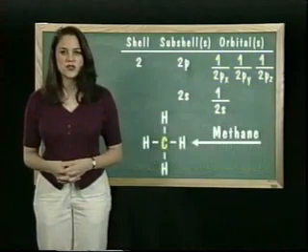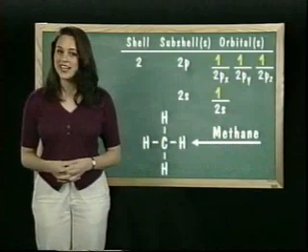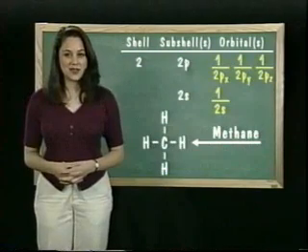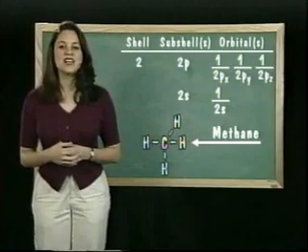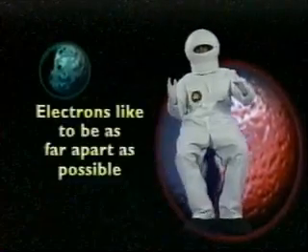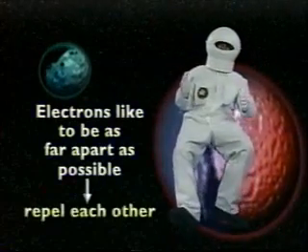Let's think about the central carbon in methane again. If we tried to distribute carbon's 4 valence electrons into 1 2s orbital and 3 2p orbitals, we would have a totally irregular, funky-looking methane with different types of carbon-hydrogen bonds. We told you a little while ago that electrons like to be as far apart from one another as possible because they repel each other.